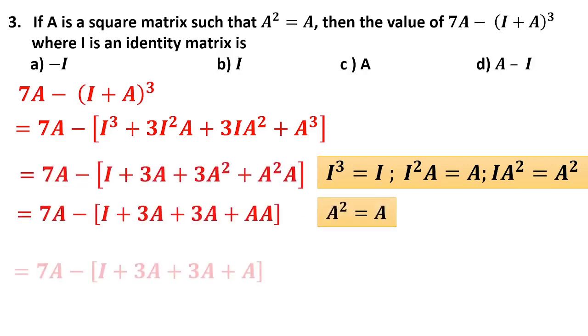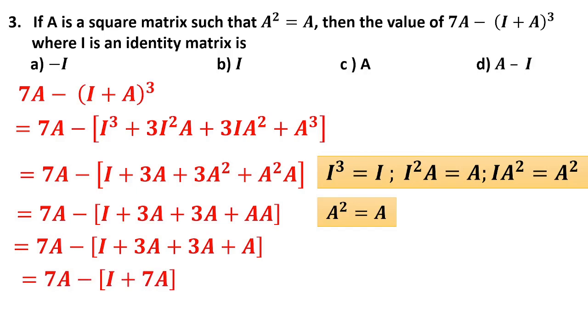A² = A is given in the question also. Therefore, I'm getting 7A − I − 7A. Expanding it, the answer is −I. Just normal expansion and making use of the properties.